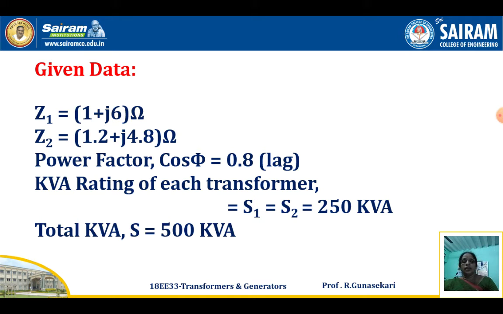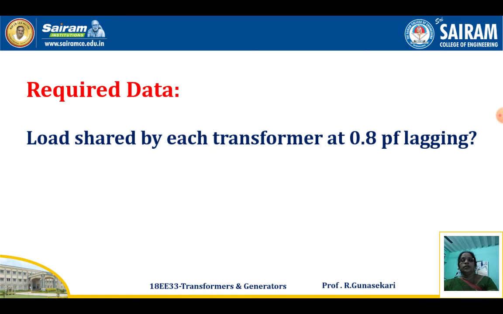The total kVA, otherwise the combined kVA, or the total load shared by both transformers, that is S equal to 500 kVA. These are the data given in the problem. Then you can write the required data: the load shared by each transformer at 0.8 power factor lagging.